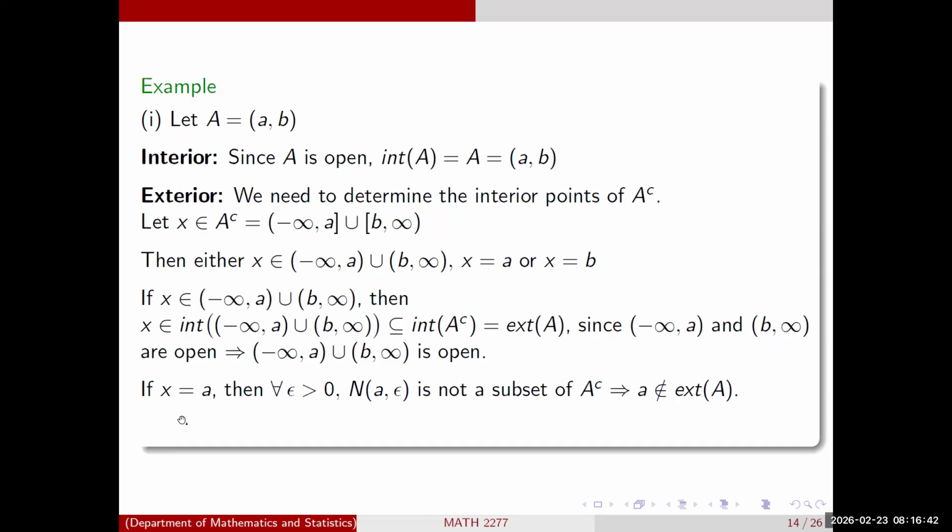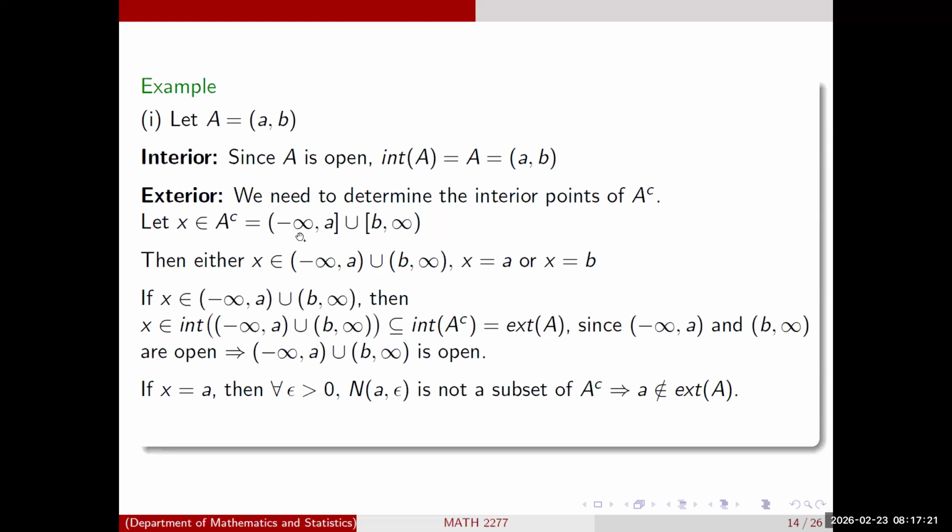And we know that, for example, if X is equal to A, then for any radius epsilon you take, if you try to put a neighborhood around that point A, this neighborhood is not going to be a subset of A complement. Okay, so if you look at this set A complement, and you look at A and you look at B, we already know from our previous study of the open sets that this point A and this point B are not interior points of this set.